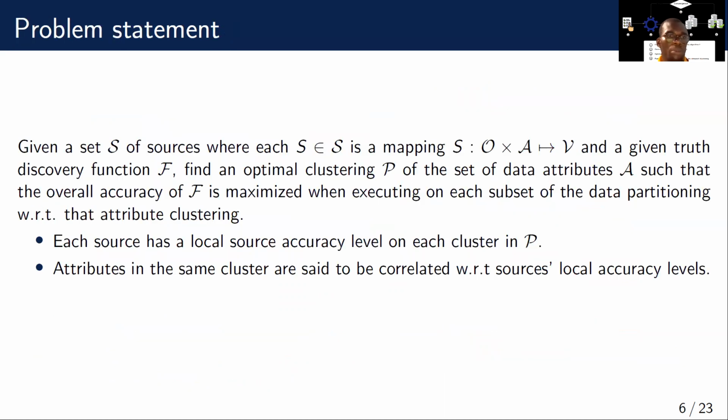Let us present the formal definition of the problem. Here, we consider a set of sources, where each source gives a value about an attribute of an object. So the truth discovery function here is just to find an optimal clustering P so that we maximize the accuracy of the function F.